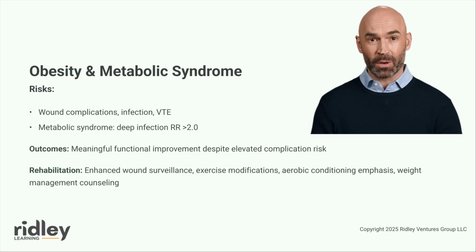complications. A 2021 study found that patients with metabolic syndrome undergoing reverse arthroplasty experienced significantly higher rates of deep infection compared to patients without metabolic syndrome, with relative risks exceeding 2.0. Despite these elevated complication risks, functional outcomes following shoulder arthroplasty in obese patients are generally favorable, with meaningful improvements in pain and function comparable to non-obese patients, although absolute postoperative scores may be lower.